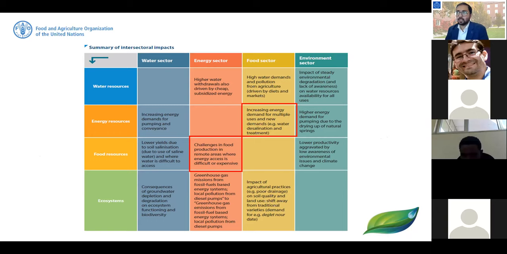And if we look at another example from the food sector, there is increasing energy demand for multiple uses and new demands for water desalination and treatment, since the quality of water is facing challenges for different reasons. This is bringing the question of wastewater treatment. This is bringing the question of water desalination. Here we're talking about brackish water desalination. So how much energy we need for that and how we can supply this energy, and so on.